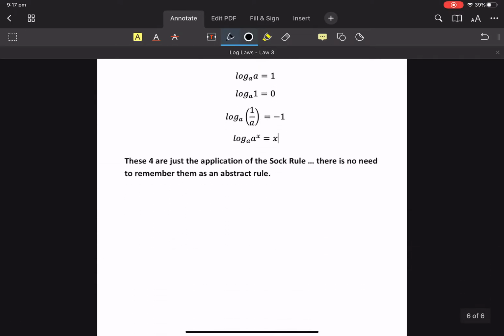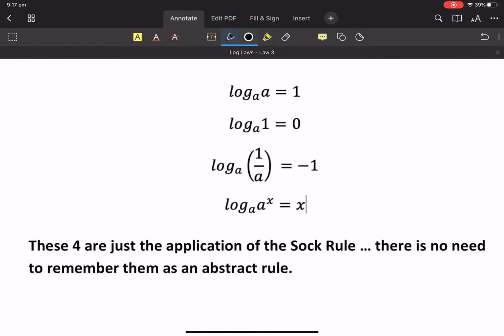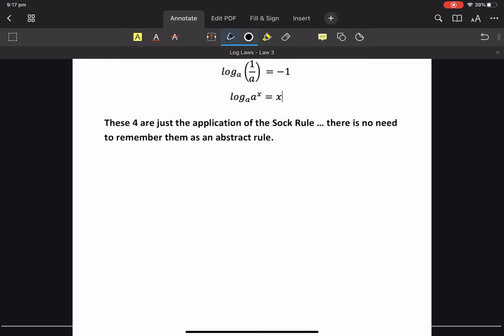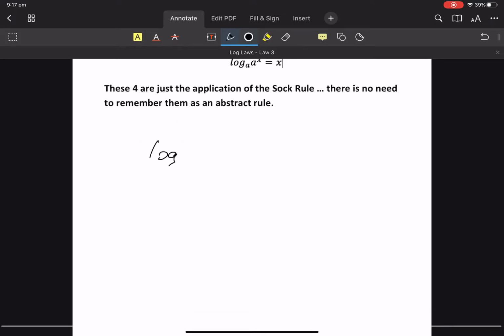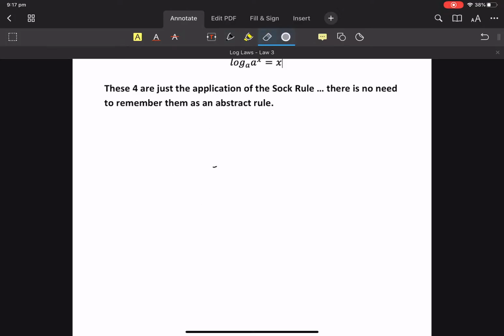My gosh, we've got another one. Oh, that's right. These are those 4 log rules that the textbook has as rules, but they're not. Let's look at that one. Log A of A equals 1. Log to base 6 of 6. 6 to what power is 6? 1. So log A of A equals 1. That's nothing more than the application of the SOC rule. You don't need to remember that. That's just foundational understanding. You just know that.